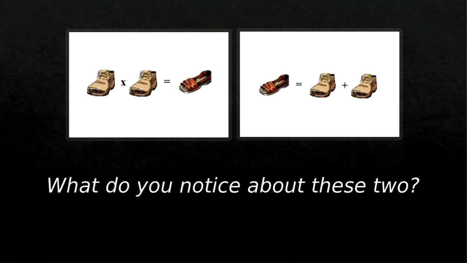Let's look here. Look very carefully at the signs. So the first equation says something times something equals a brown sandal. But the next equation starts with the brown sandal equals something plus something. You see how they flipped that equal sign to the other side of the equation? So what number can I multiply to get the same number that I would add if I used that same number?